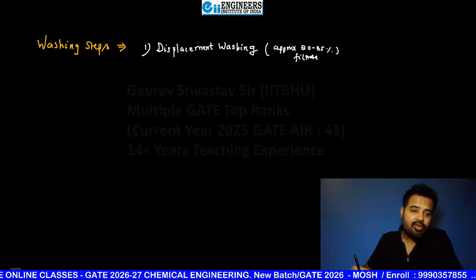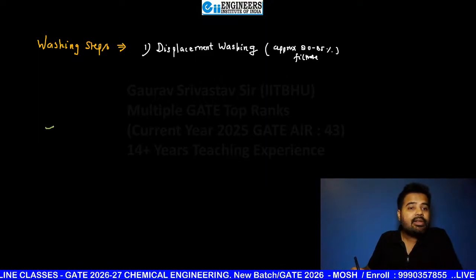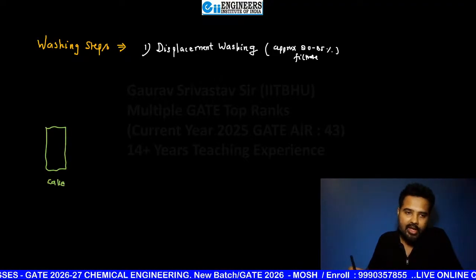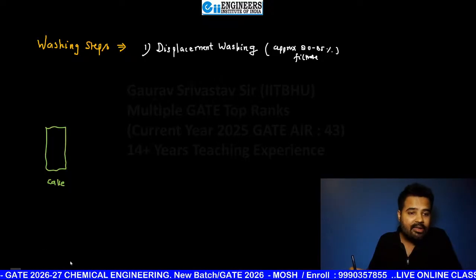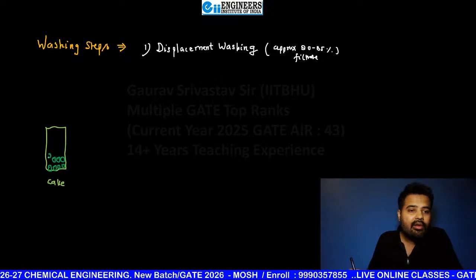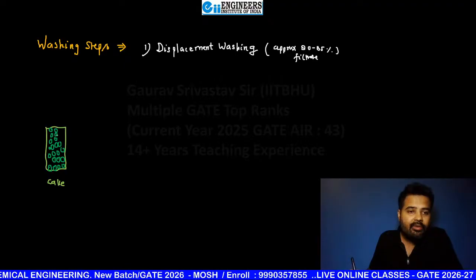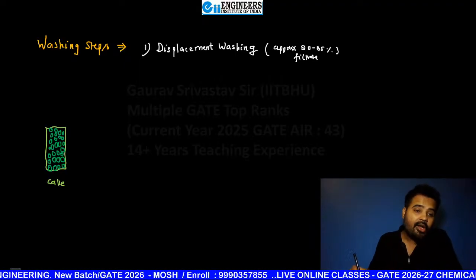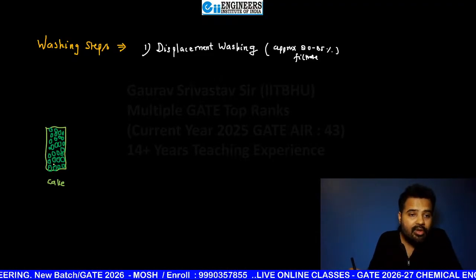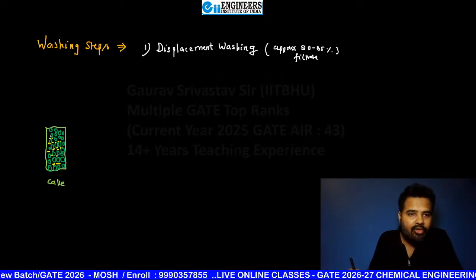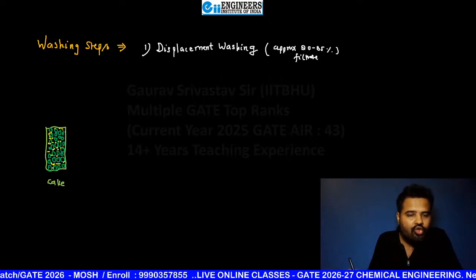So just focus here on this diagram. Suppose this is your cake. In this cake, lots of solid particles are there, and among these solid particles, your solvent is also trapped. Sorry, filtrate is trapped here, and you want to remove it.